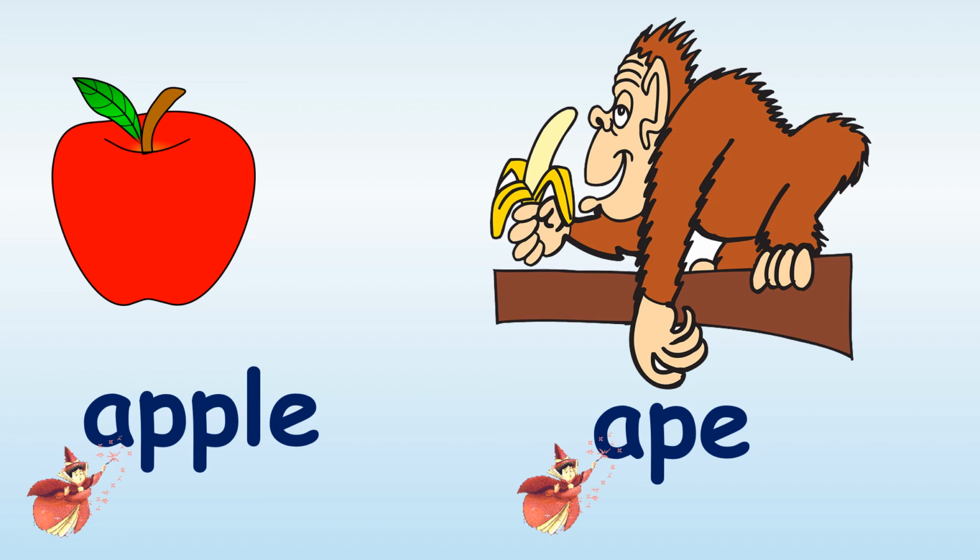In apple, the A says ah. And in ape, the A says A. So apple, that is the short sound of the letter A. And ape, when the A says A, the A says its name. That is the long sound of the letter A. So the short A says ah and the long A says A.